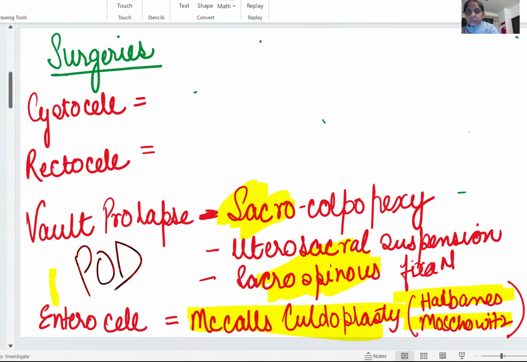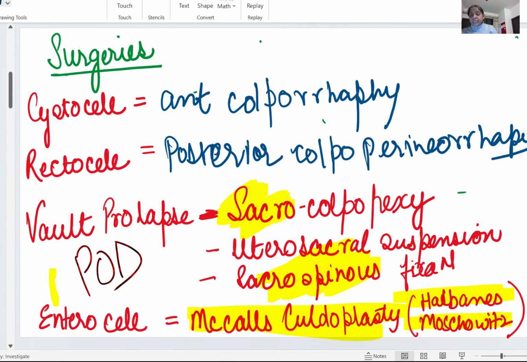What is the surgery we do for rectocele? Posterior colporrhaphy. Not only posterior colporrhaphy, it is posterior colpoperineorrhaphy. Okay, very good. And what is the surgery we do for vault prolapse?